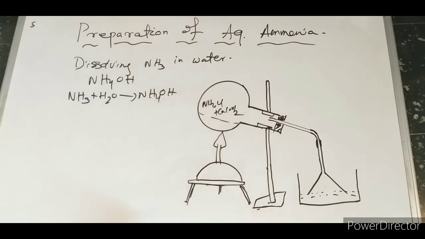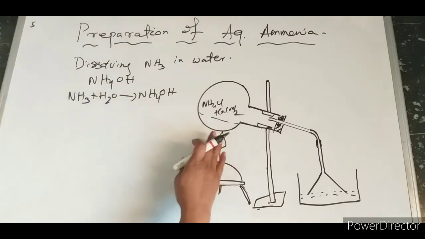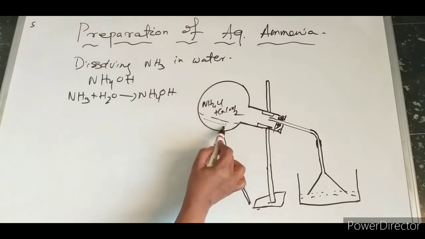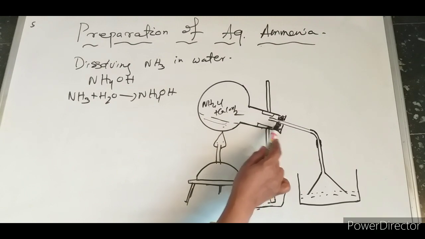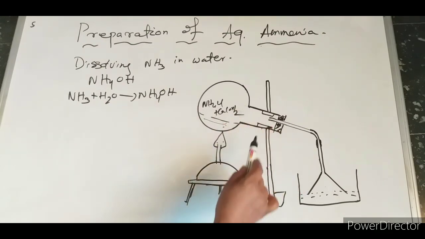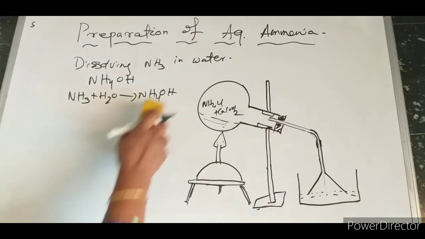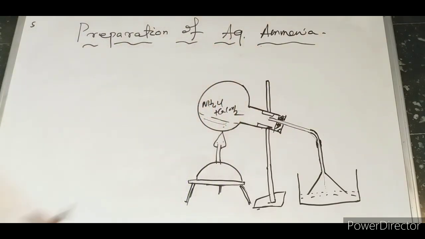This is the procedure for the laboratory preparation. I have taken ammonium chloride and calcium hydroxide. We heat it outside, so ammonia gas comes out. When the ammonia gas comes out, we allow it to pass through water. So what is this arrangement? It is just to avoid back suction, as in the case of HCl.